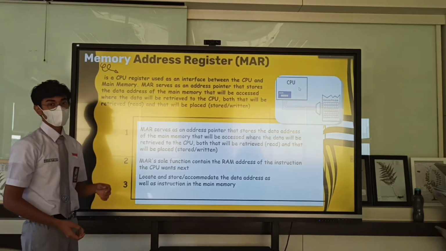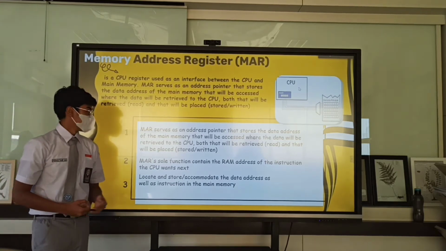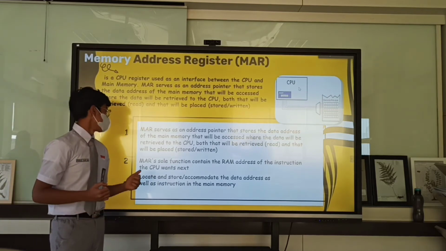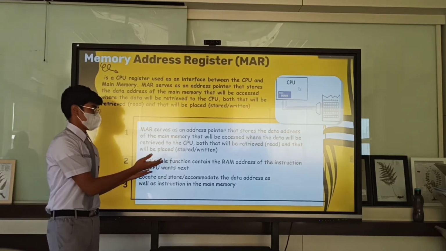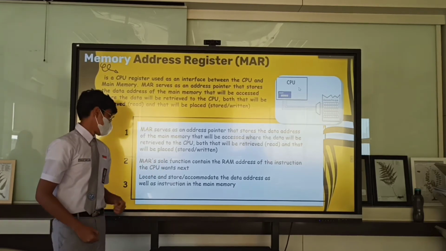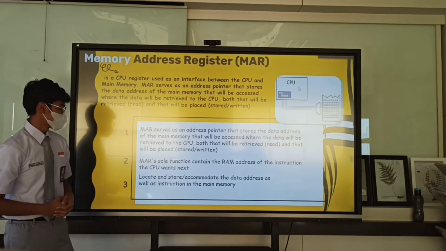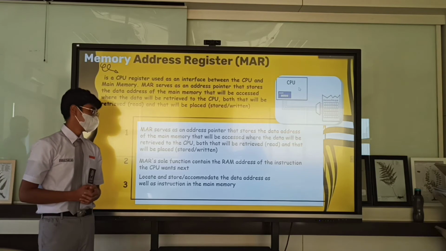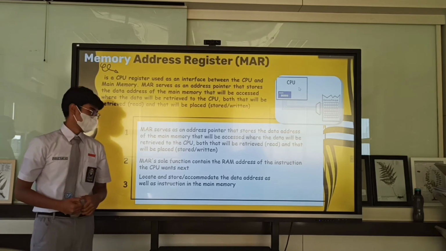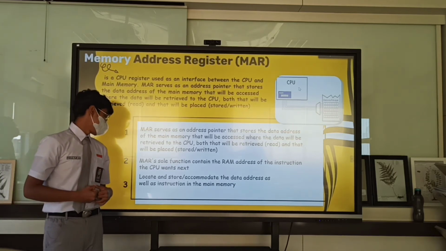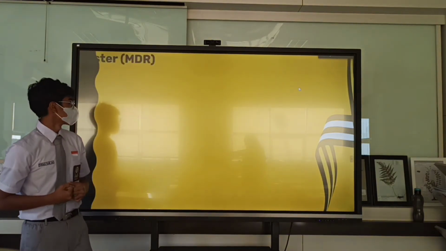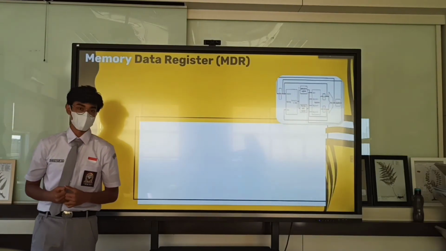The first one is that MAR serves as an address pointer that stores the data address of the main memory that will be accessed, where the data will be retrieved to the CPU. Both that will be retrieved or read, and that will be placed, stored or written. The second one is that MAR stores the RAM address of the instruction to the CPU to be executed next. And the last one is to locate and store, or accommodate, the data address as well as instructions in the main memory. And the last explanation is about MDR that will be presented by Syah.